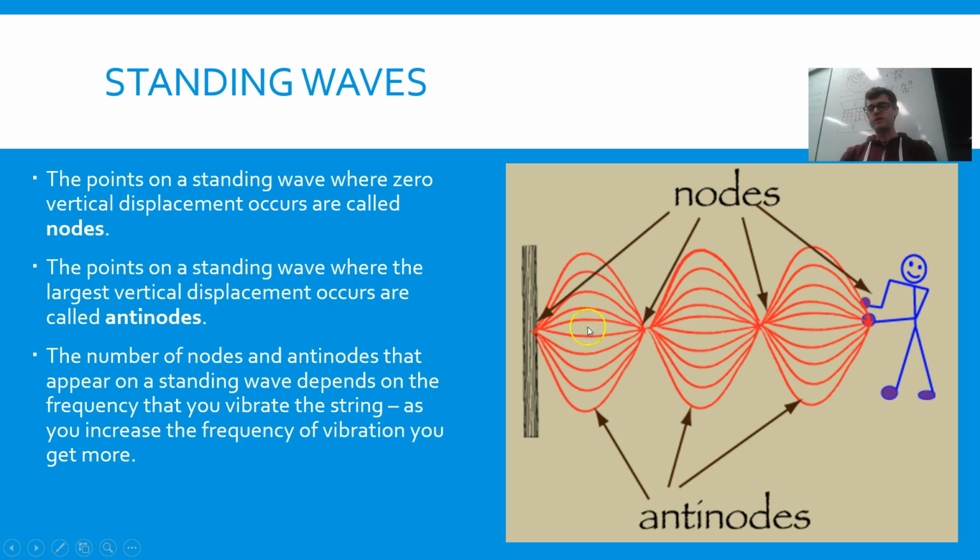Whereas at other points, you have a lot of movement, and we call those antinodes. So the points where you have zero vertical displacement, where the rope or the string, whatever it is, doesn't move, they're called nodes. And the points where you have the maximum vertical displacement, they're called antinodes. Now, the number of nodes or antinodes you have on a standing wave depends on the vibration. So it depends on the frequency with which you vibrate that string. The faster you vibrate the string, the higher the frequency and the more nodes or antinodes you're going to get on your standing wave.